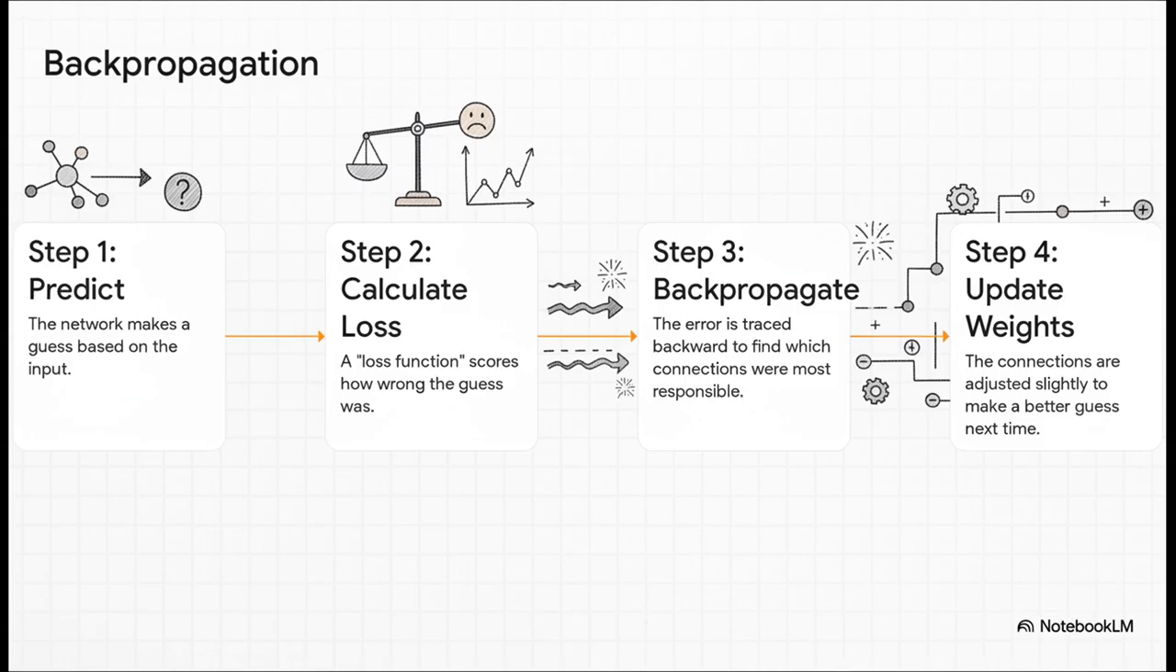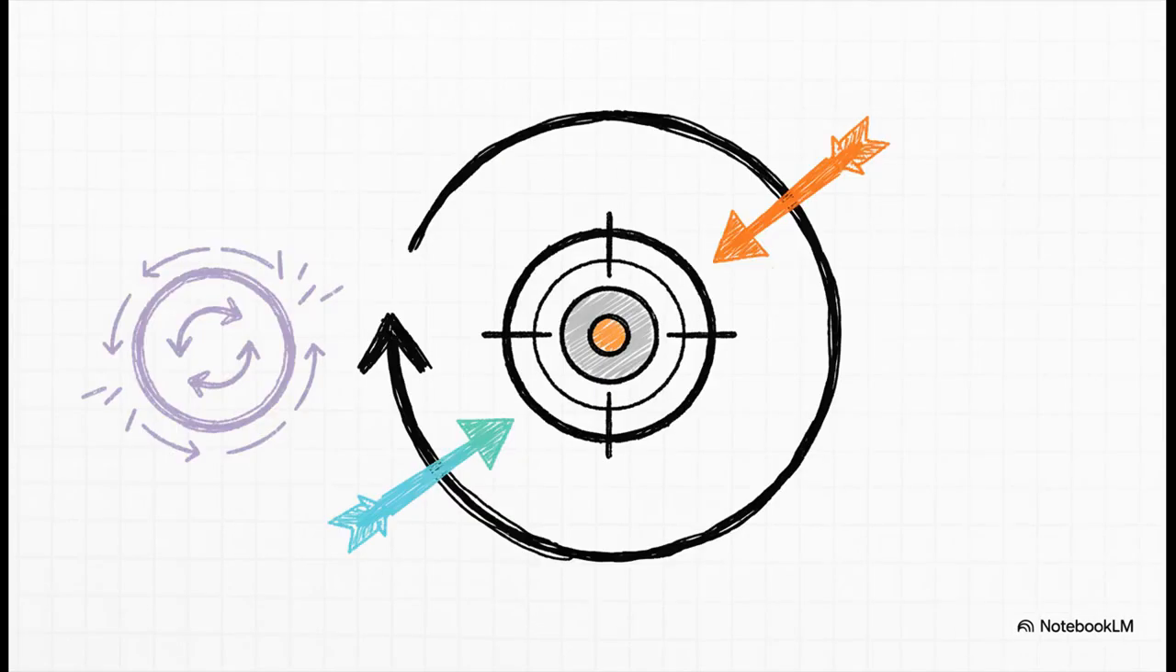Step 3, it traces that error backward through the network to figure out which connections were the most to blame for the mistake. And finally, Step 4, it adjusts those connections just a tiny, tiny bit, so hopefully it makes a better guess the next time around. And that's pretty much it. That's learning in a nutshell. This simple cycle of guess, check, and correct gets repeated millions, sometimes billions of times. And with every single loop, the network's predictions get just a little bit better until it becomes incredibly good at what it does.